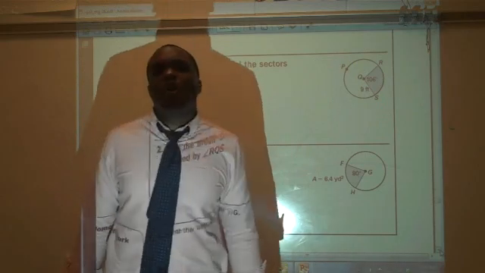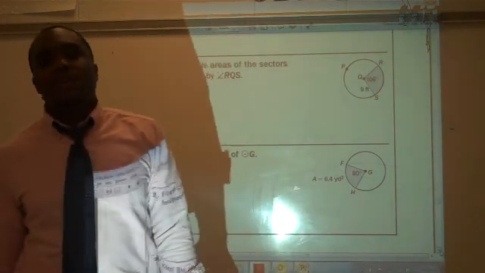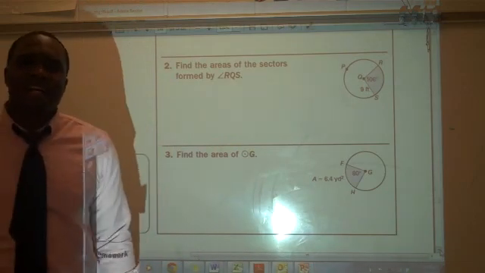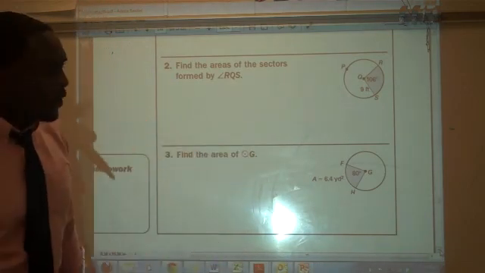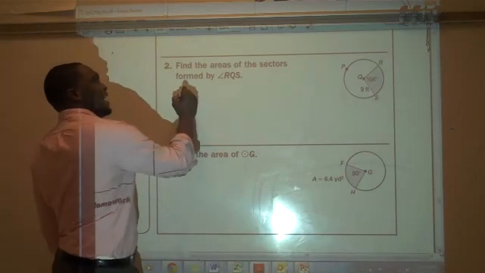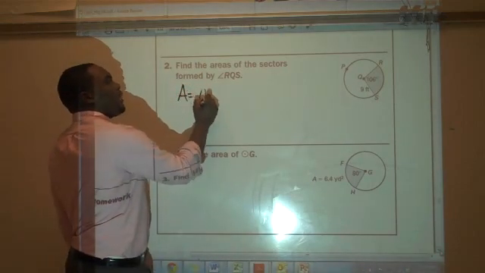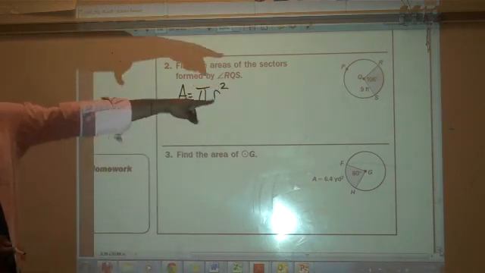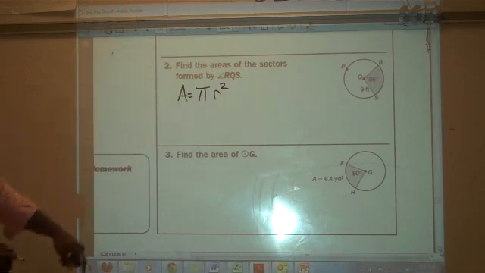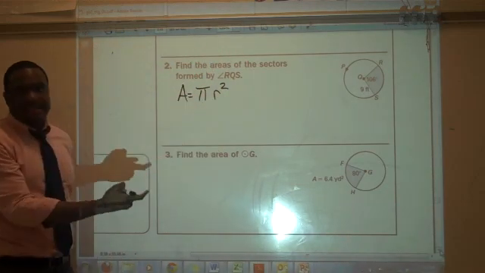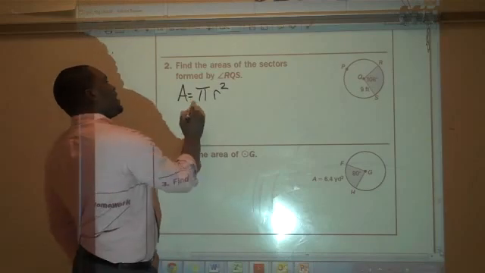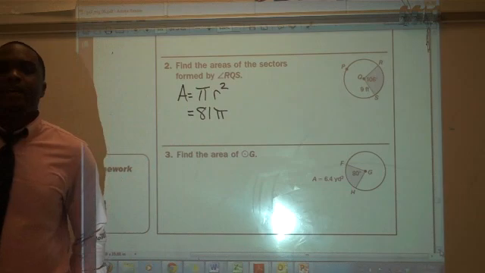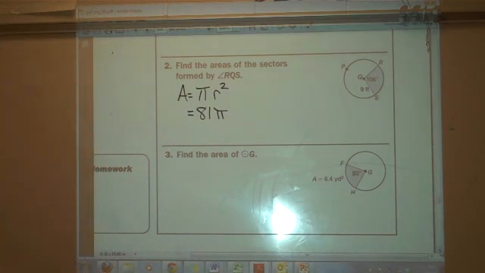So let's find the area of the small sector first, and I'll let you find the area of the large sector. So let me find the total area of this circle first. What's my formula for area? A equals pi r squared. Well, I know r is what here? So r is 9. So 9 squared is 81. So I'll say A equals 81 pi.